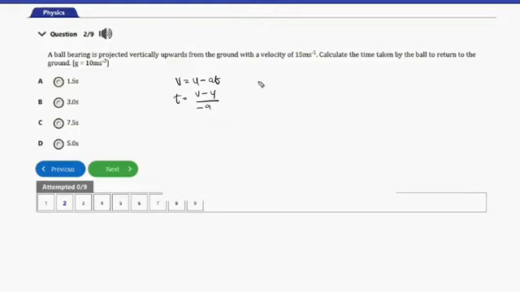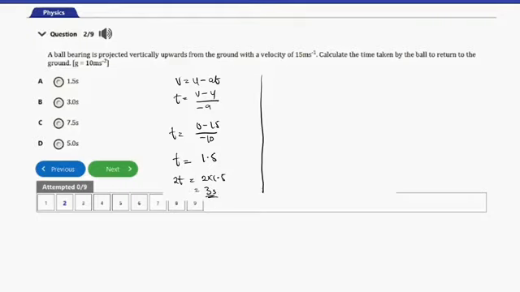So in that case, we have 0 minus 15 over negative 10, and that's negative 15 over negative 10. So if we cancel out here, we'll have t to be 1.5. But guys, that's the time taken for the ball to reach the maximum height, and the total time that will be taken for the ball bearing to return to the ground will be 2t. So that's 2 times 1.5, and that's 3 seconds. So option B is the answer to this question, guys.